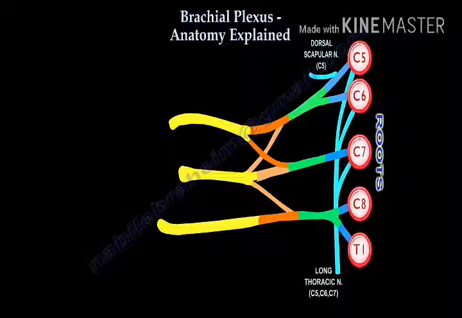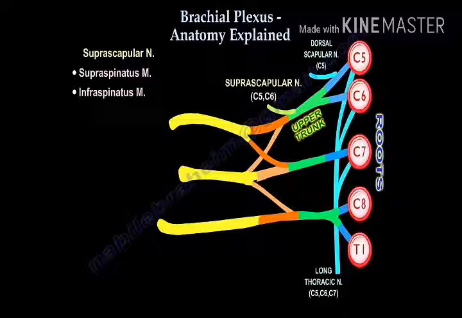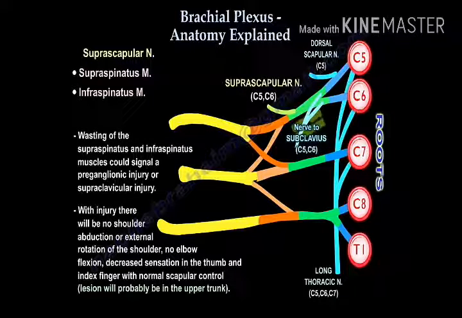Let's see if the trunks give us any branches. The only one that gives us a branch is the upper trunk. The superior trunk feels very special. It will give us the suprascapular nerve, which supplies the supraspinatus and infraspinatus muscles. It probably gives us the nerve to subclavius also. So for the upper trunk, the suprascapular nerve means the rotator cuff.